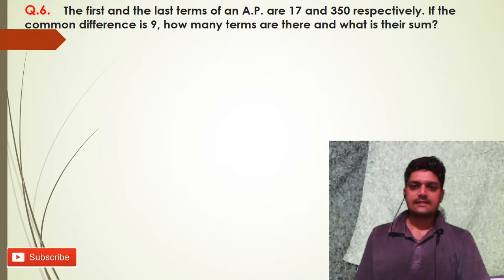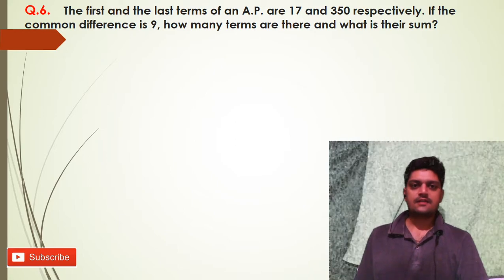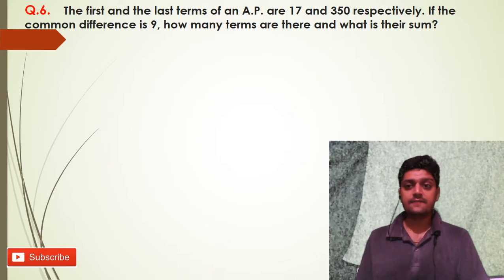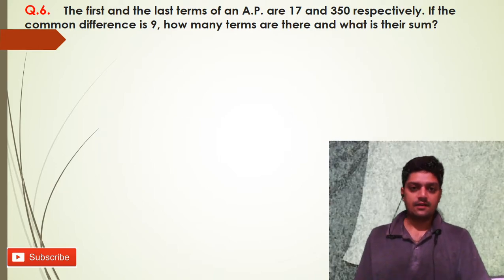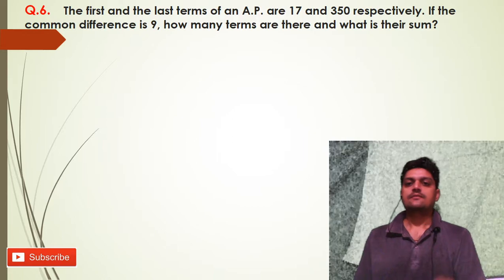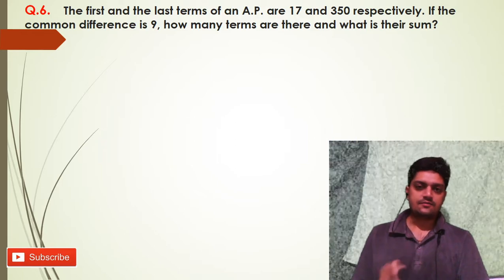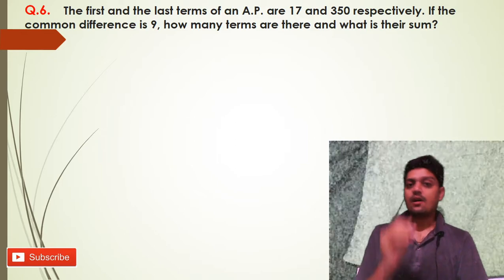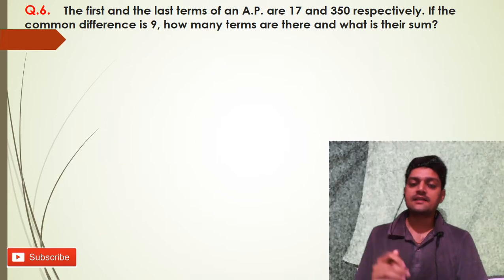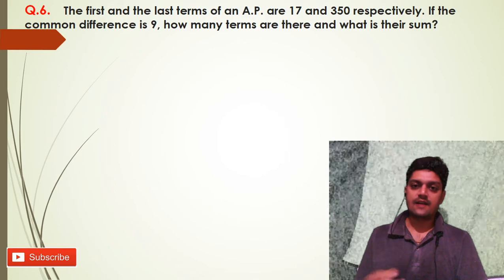See, this is question number 6. The first and the last term are given, which are 17 and 350 respectively. The common difference is also given, and they have asked us how many terms there are and what their sum is, so that we have to find. So first, as I teach you, we have to write all the data which they have given, because I always say that proper description is highly required. The answer is the second thing. So first we'll write all the data.